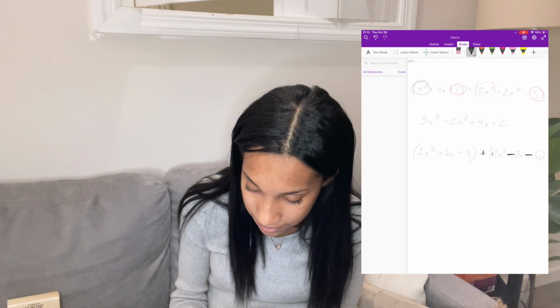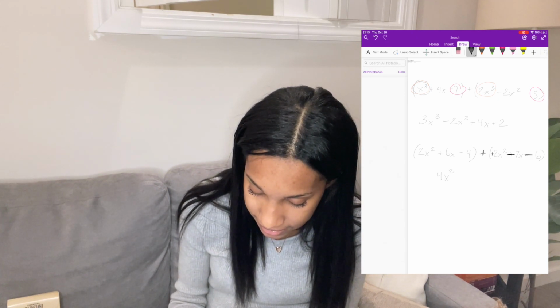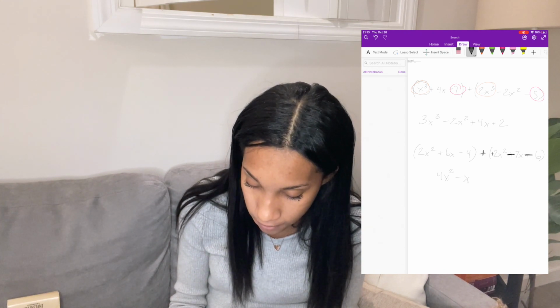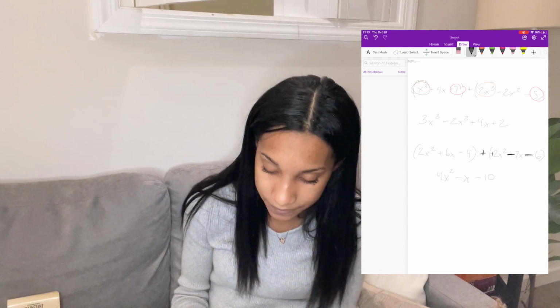So 2x squared plus 2x squared is 4x squared, plus 6x minus 7 is going to be negative 1, so negative x. And then minus 4 and minus 6 is negative 10. And so that would be your answer.